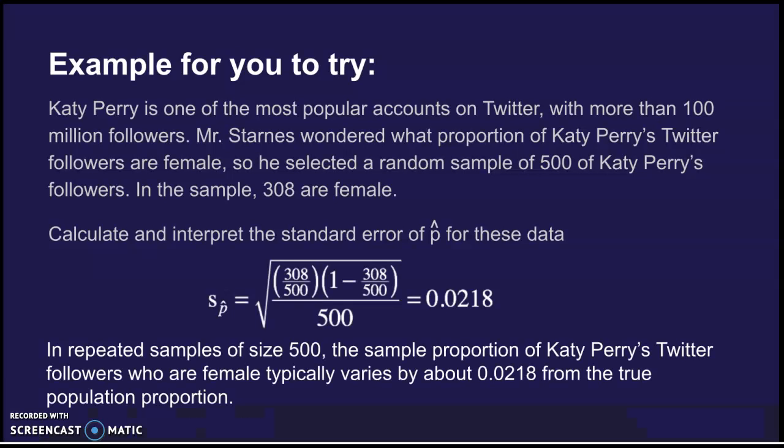So what I'm going to do is use p hat in place of p in the formula. So I've got 308 out of 500 times 1 minus that value, all over our sample size, which was 500. Take the square root of that, and the standard error of p hat is 0.0218. That's the calculation. Now the interpretation. In repeated samples of size 500, the sample proportion of Katy Perry's Twitter followers who are female typically varies by about 0.0218 from the true population proportion.